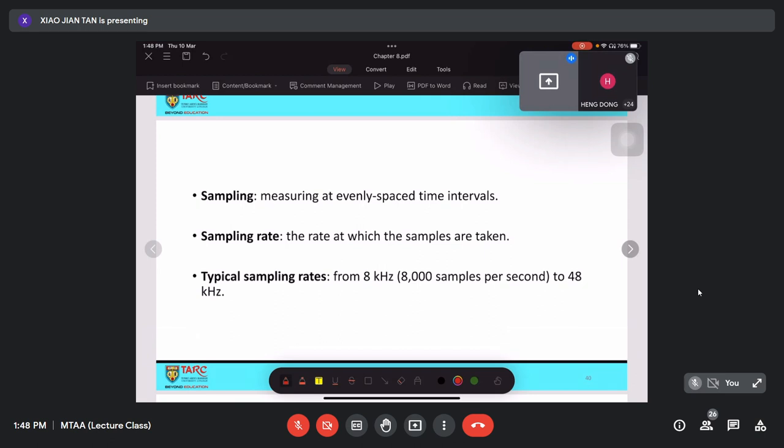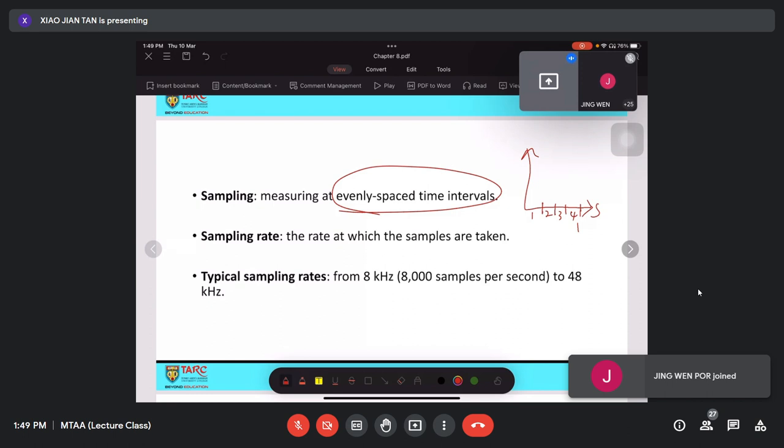So sampling means measuring at evenly spaced time intervals. Sampling is always measured at evenly spaced time intervals. For example, let's say you need to perform 4 samplings in 1 second. So you have 4 parts: 1, 2, 3, 4. The sampling interval must be the same, divided equally. It's not possible for you to have uneven spacing.